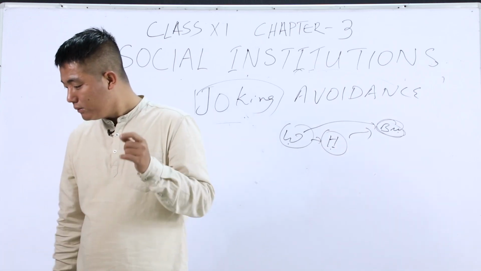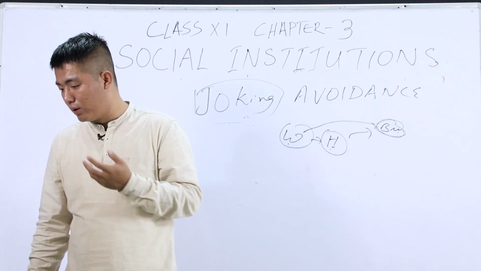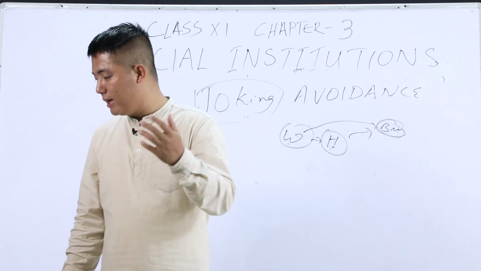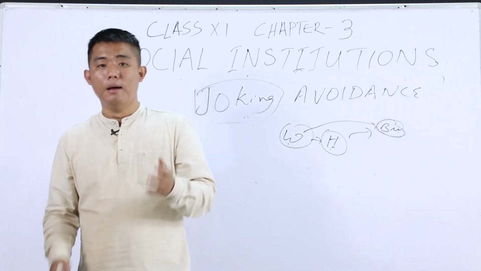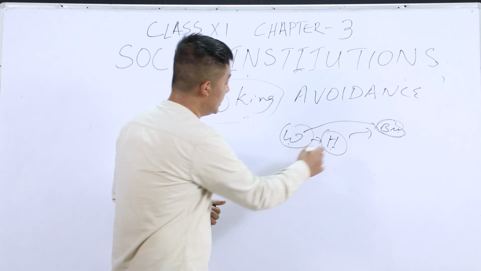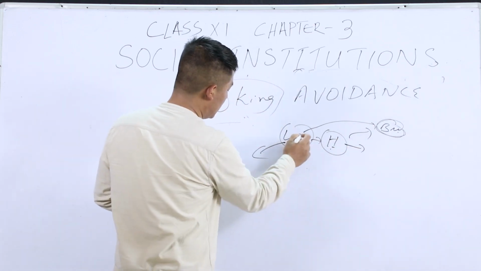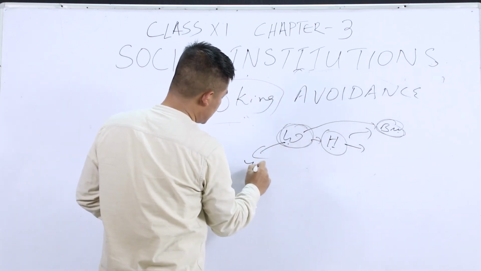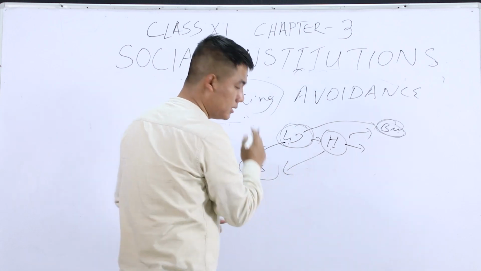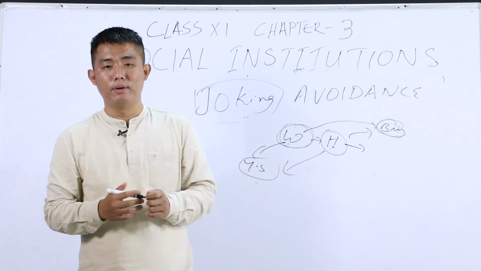Now a joking relationship is generally found between a man and his wife's younger sister, which is his sister-in-law. So such a kind of relationship can be found here.